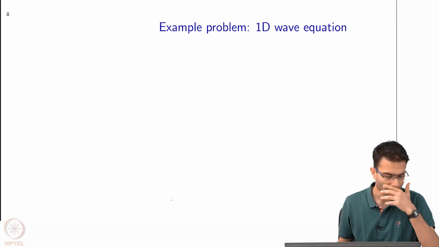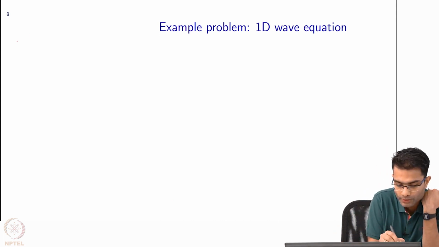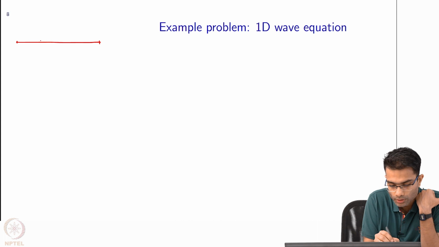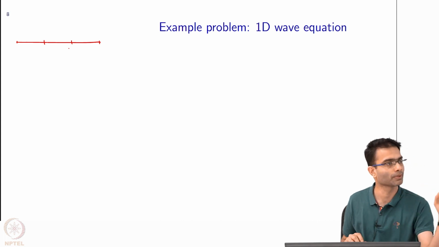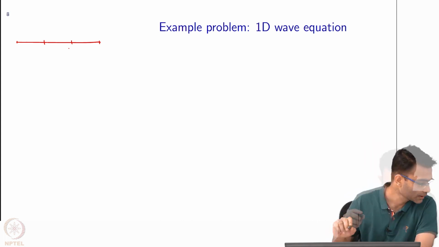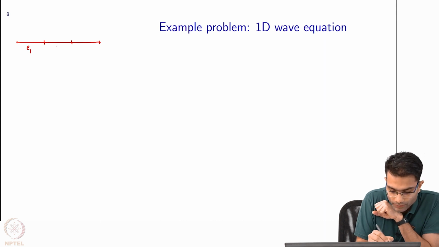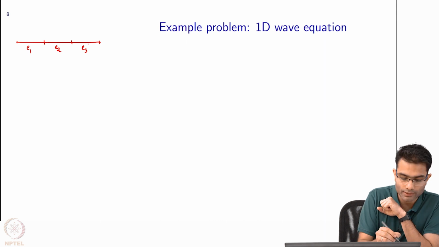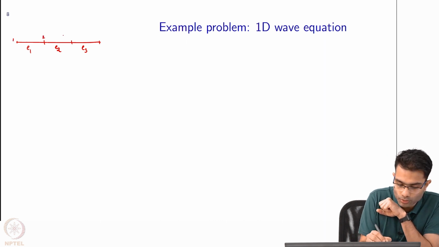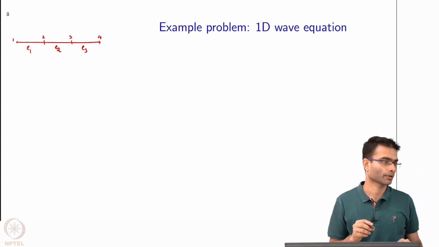Now let us come to that. So, to keep things very concrete, I am going to assume 3 segments, just 3 segments, and we will build our system of equations for these 3 segments. We will call them element 1, element 2, element 3, and this is node 1, node 2, node 3 and node 4.